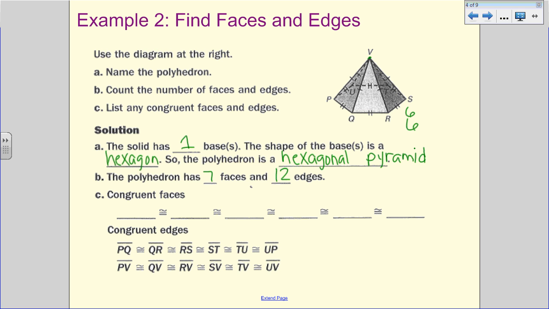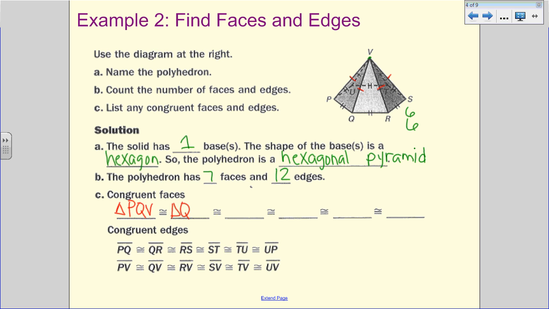Well, because each of these sides on the hexagon is congruent, so our base is a regular hexagon, and each of these edges are marked as being congruent, that means every face around the sides of that pyramid are congruent. So we know that triangles, if we go around the edge of it, we'd say PQV, so PQV is congruent to triangle, we'll go around, QVR.